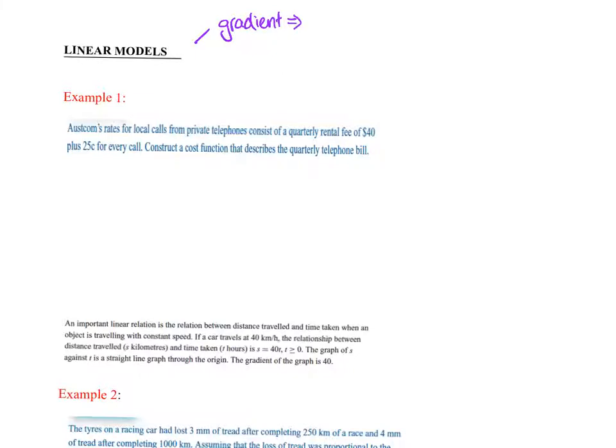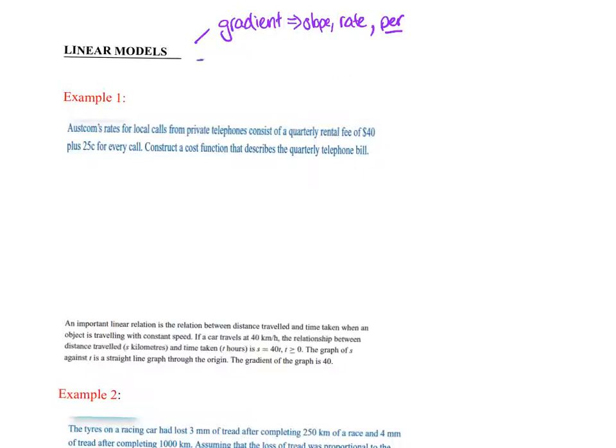So other words that trigger you to know that that's the gradient: they might say slope. You'll see the rate. So the rate that something's changing, that is the gradient. Or the other times you see the word per, you'll know, because if something's changing per this, that's a gradient. All right, so linear models.